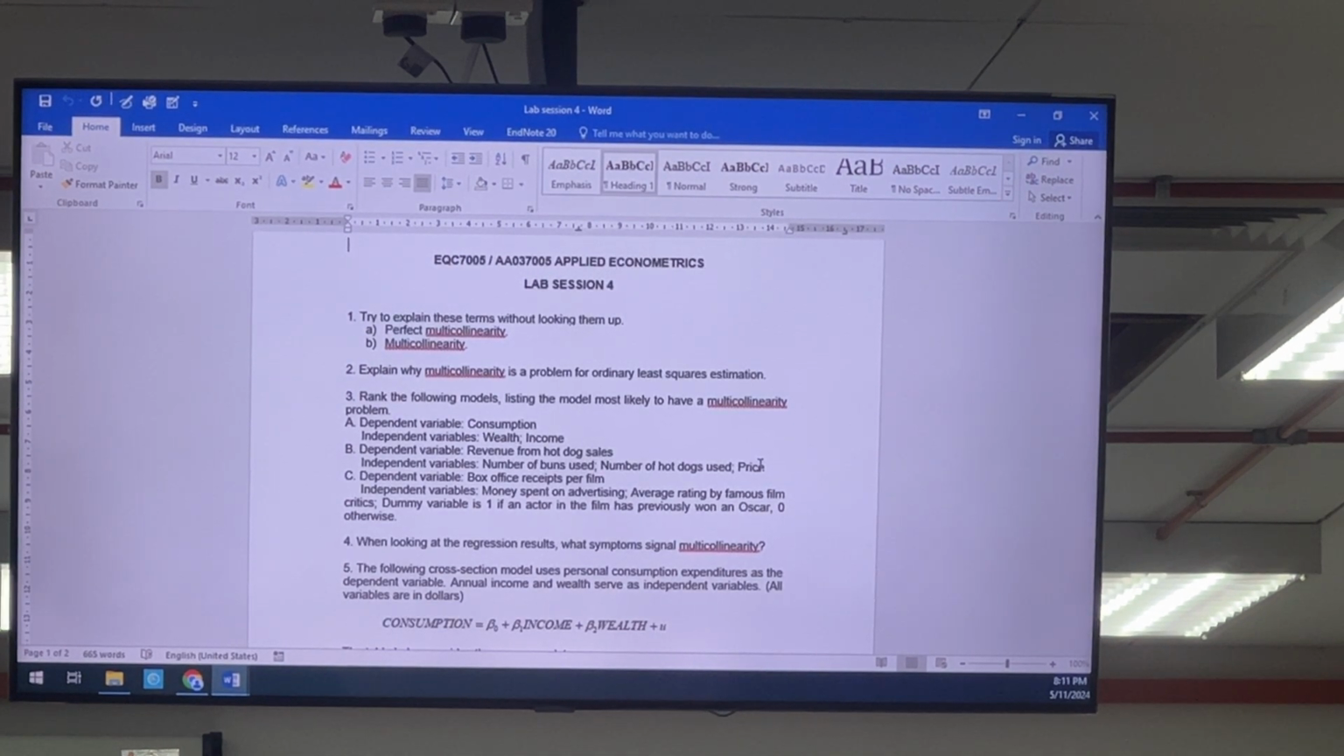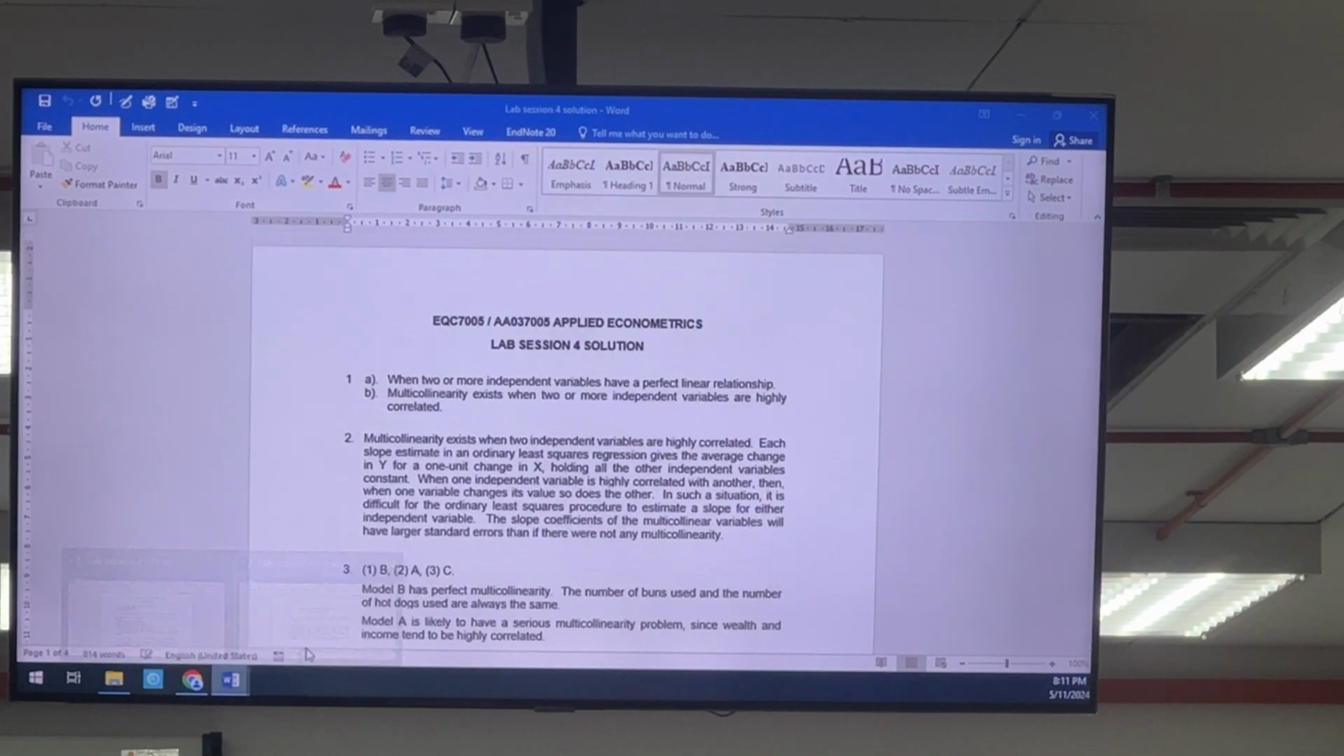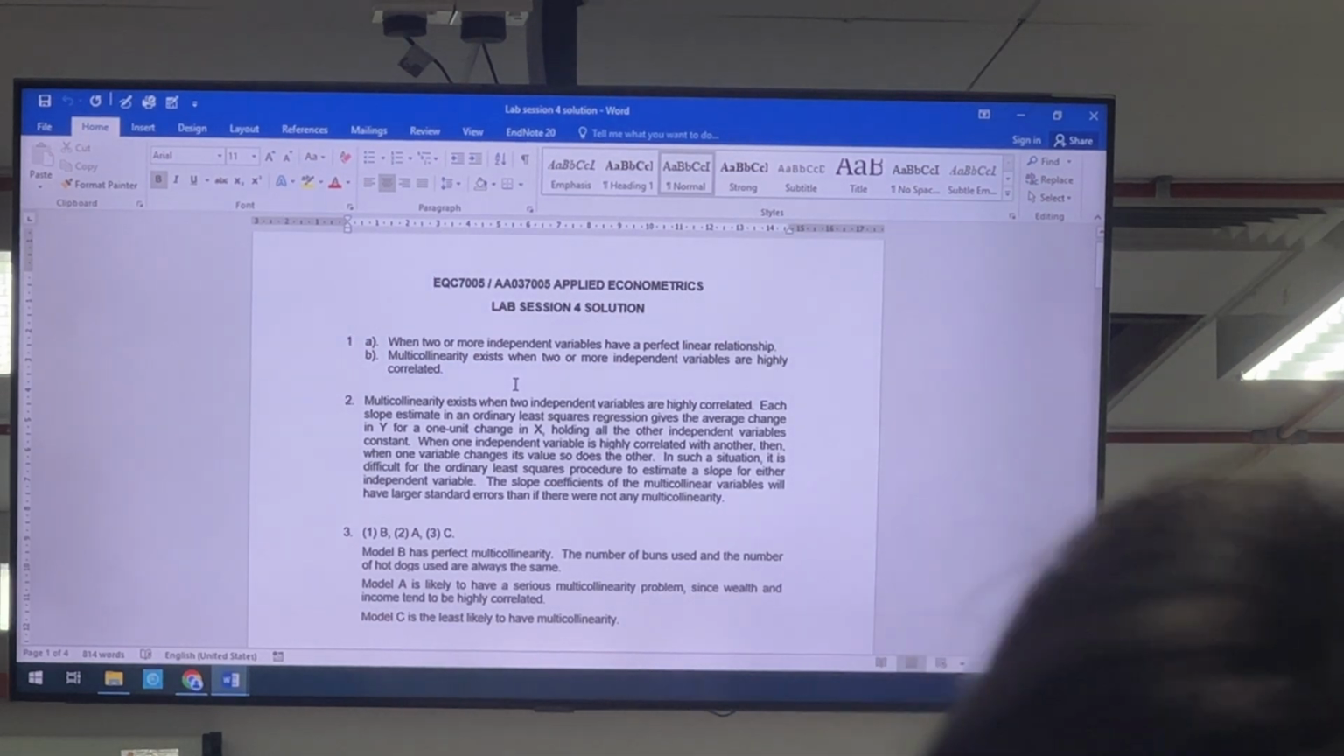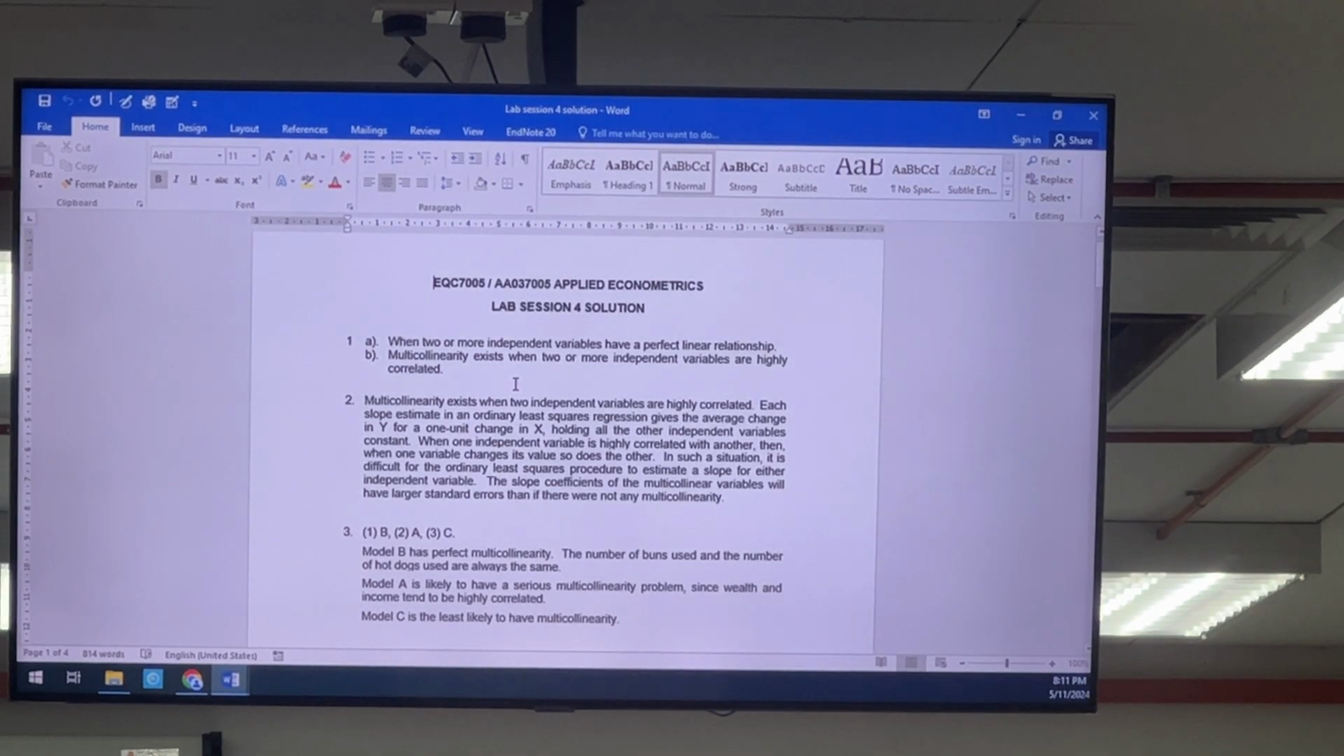Perfect multicollinearity and multicollinearity. So perfect collinearity happens when two or more independent variables have a perfect linear relationship, while multicollinearity exists when two or more independent variables are highly correlated.